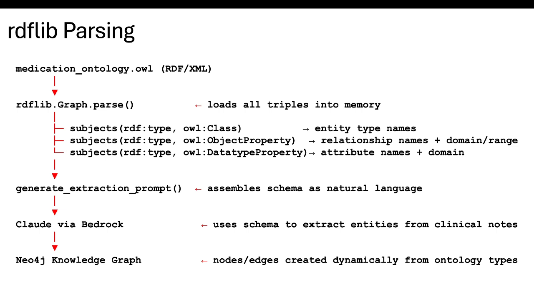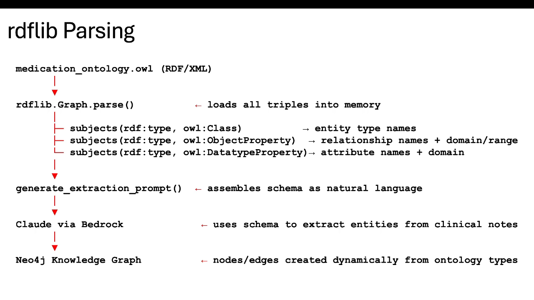I want to very briefly cover the RDFLib that is used for parsing. The first thing that you have is an OWL file, which is an XML file, which has a Resource Description Framework definition of all the classes, instances, object attributes, data attributes, constraints, axioms, and other relationships. And then there is a method inside this called rdflib.graph.parse, which loads all the triples into the memory. So there are specific calls where you can define the RDF type and then the OWL class, object property, and data type property to extract the entity type names, relationship names, or the attribute names.